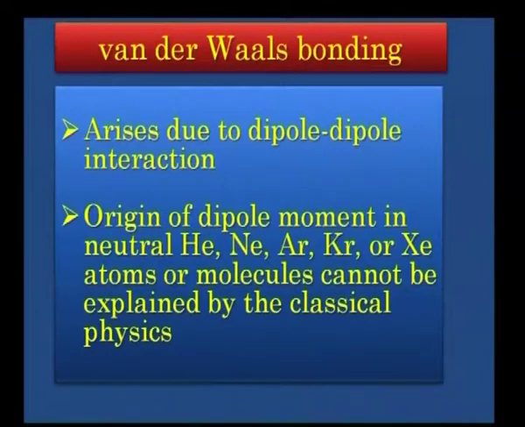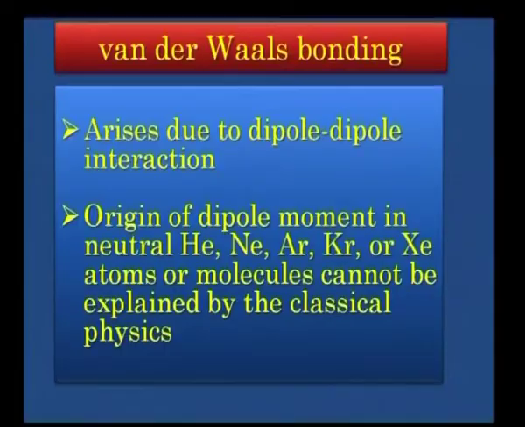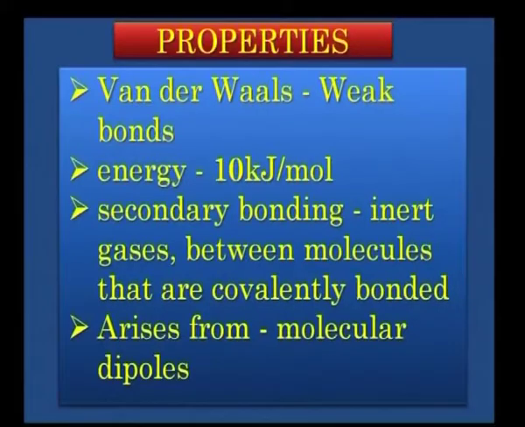So, van der Waals bonding mainly arises due to dipole-dipole interaction. You have got an instant dipole here, and the dipole-dipole interaction is the reason for the van der Waals bonding. The origin of dipole moment in neutral helium, neon, argon, krypton or other molecules cannot be explained by classical physics, as I told you. It is only from quantum mechanics or using the Lennard-Jones potential that one can explain the van der Waals bonding. What are its properties?